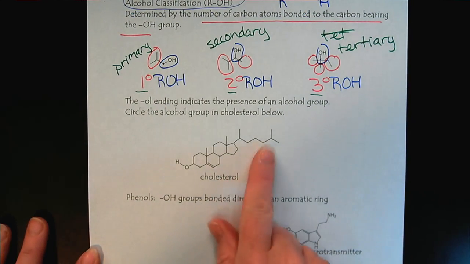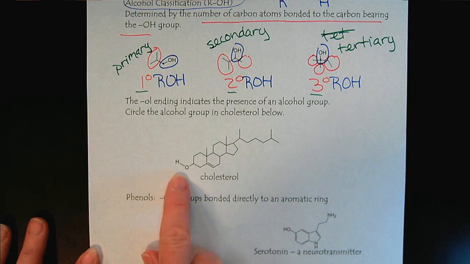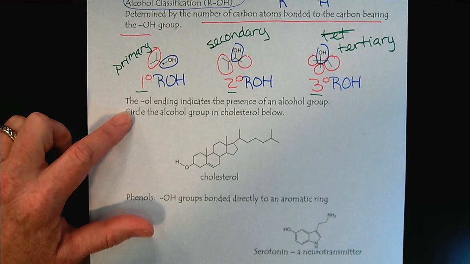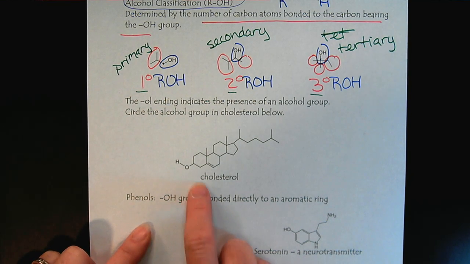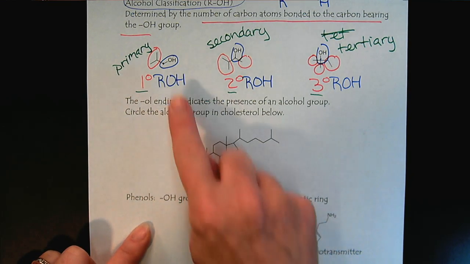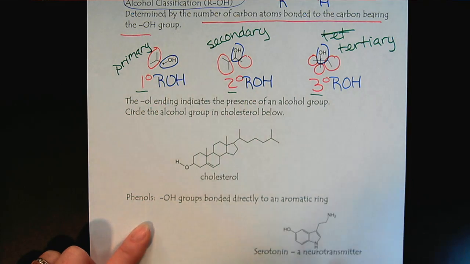So here's a molecule of cholesterol. Notice that the "ol" lets us know that there's an alcohol. So I've asked you to go ahead and circle the alcohol group, but then go ahead and classify it. Is the alcohol of cholesterol primary, secondary, or tertiary?